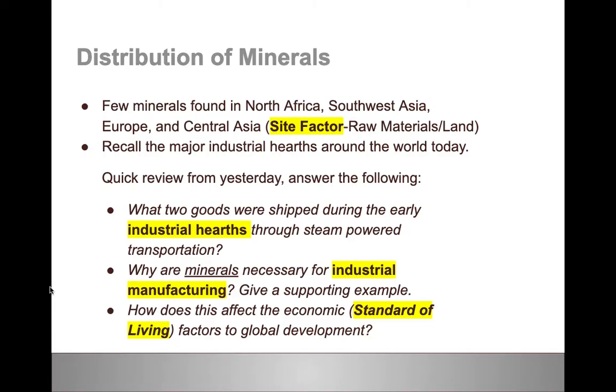Site factors, we have to be mindful of minerals. Site factors such as raw materials or land are minerals. And when we think of minerals, Earth has about 92 natural elements, and 99% of the crust is composed of 8 of them. So the eight most abundant common elements combine with less abundant elements to form approximately 3,000 different minerals.